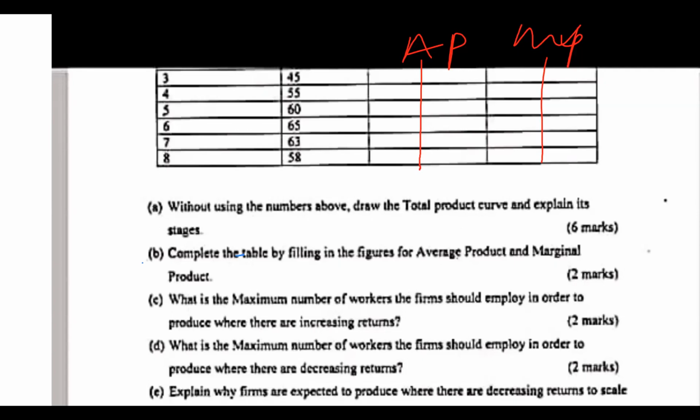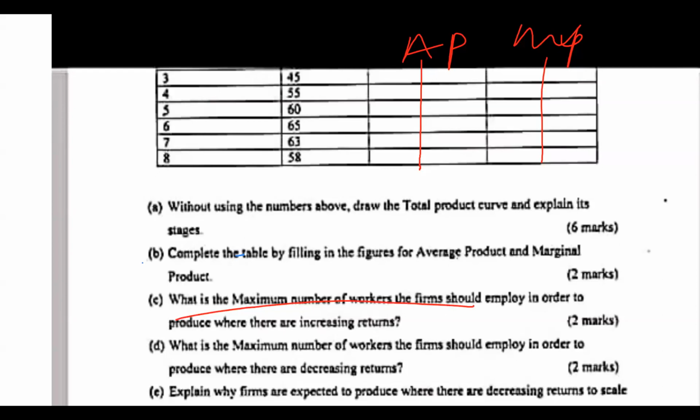And what is the maximum number of workers the firm should employ in order to produce where there are increasing returns to scale? What is the maximum number of workers? So you just get the number of workers where output is the highest. Increasing returns to scale is found where total product is actually the maximum.